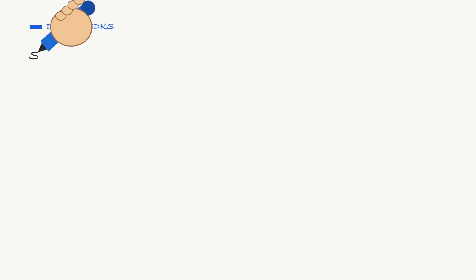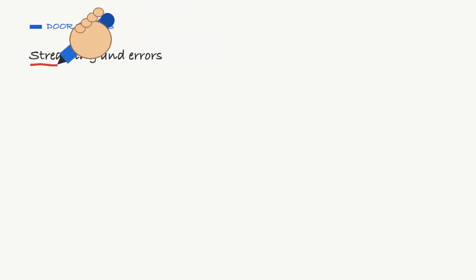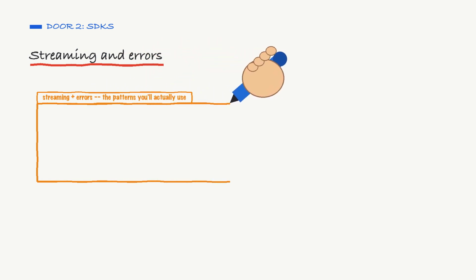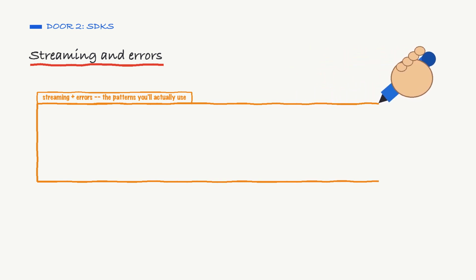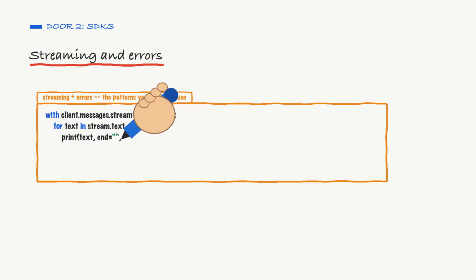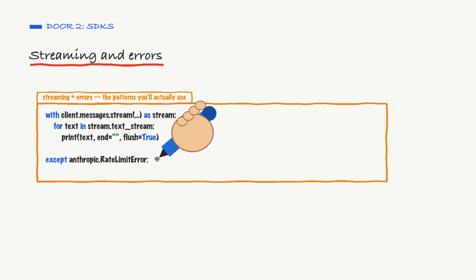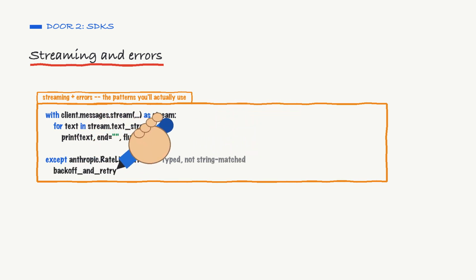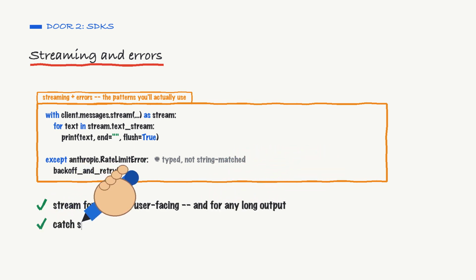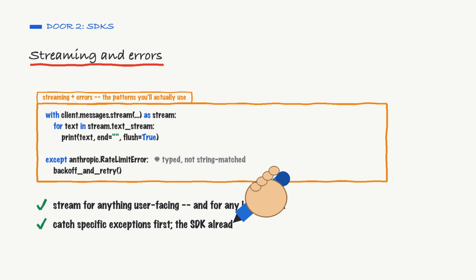2 patterns you'll use in every real project. Streaming. Python gives you a stream context manager. Iterate the text stream and flush it to the user as it arrives. TypeScript has the same with .onText events. Use it for anything user-facing and for any long output. It also sidesteps the default 10-minute request timeout. And errors. Catch the typed exceptions, most specific first, rate limit error, authentication error, and remember the SDK already retried transient failures twice before you ever see them. Log the request ID when something fails.